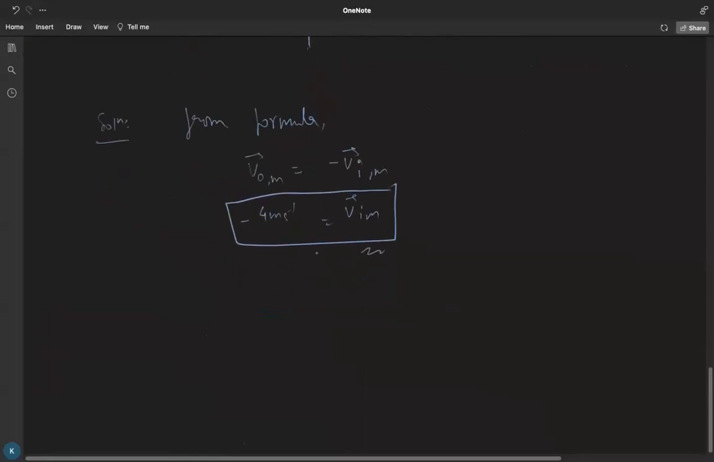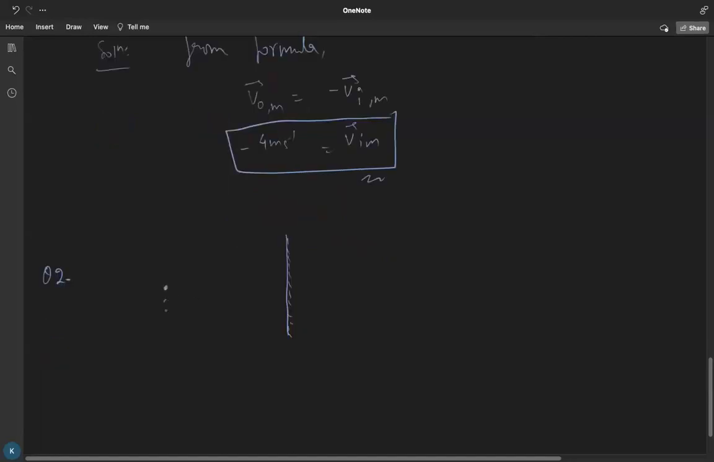Now, let's take the second question. This time the mirror is moving. There is a plane mirror and there is the object, and it is moving at the speed of 2 meters per second. This is the plane mirror, which is moving with the speed of 4 meters per second.